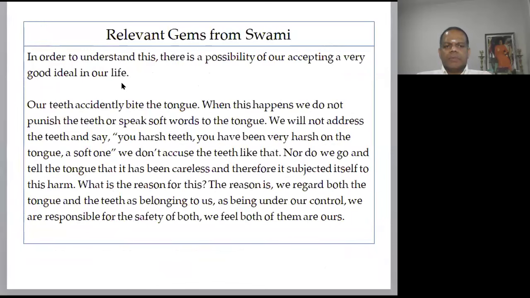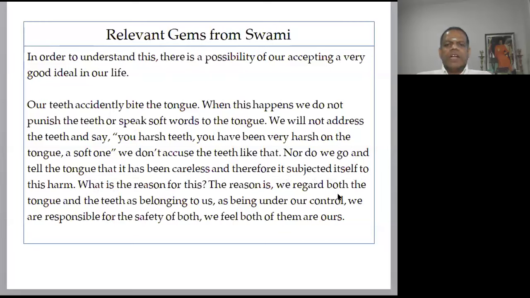Our teeth accidentally bite the tongue. When this happens, we do not punish the teeth or speak soft words to the tongue. We will not address the teeth and say, you harsh teeth, you have been very harsh on the tongue, a soft one. We don't accuse the teeth like that. Nor do we go and tell the tongue that it has been careless and therefore it has subjected itself to this harm. What is the reason for this?